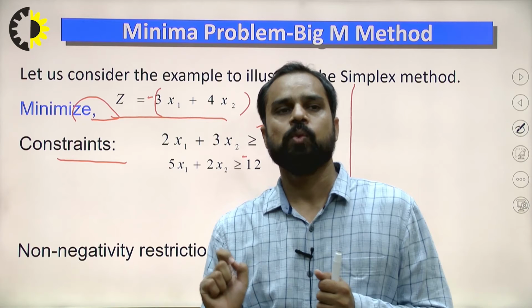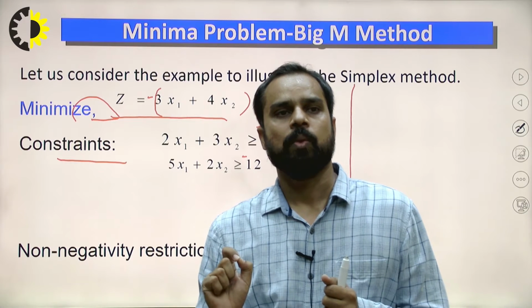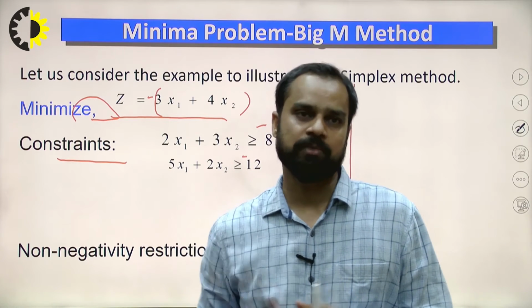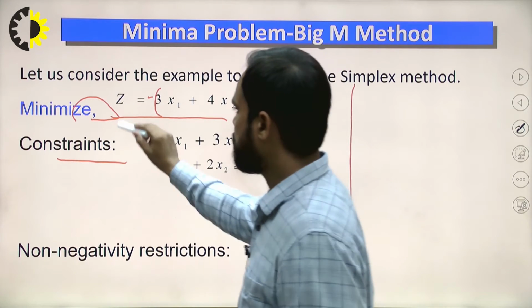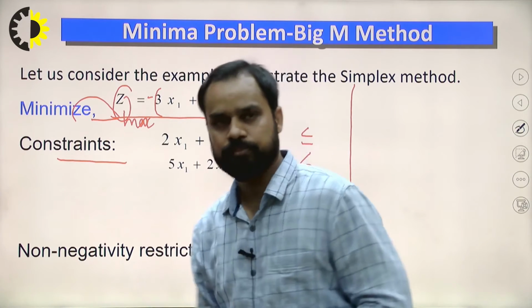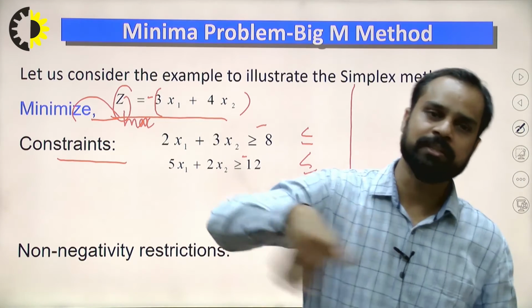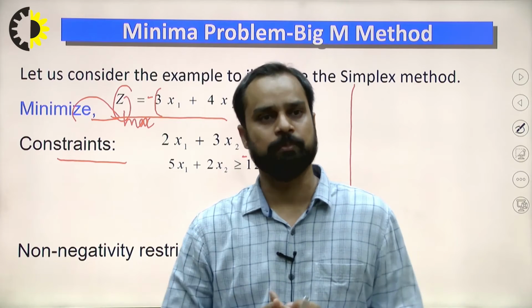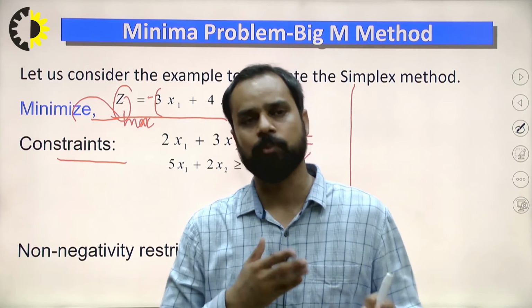Just introduce a negative sign with the objective function, and the minimization problem becomes maximization. The other steps, either of simplex or big M method, you have to follow the same.